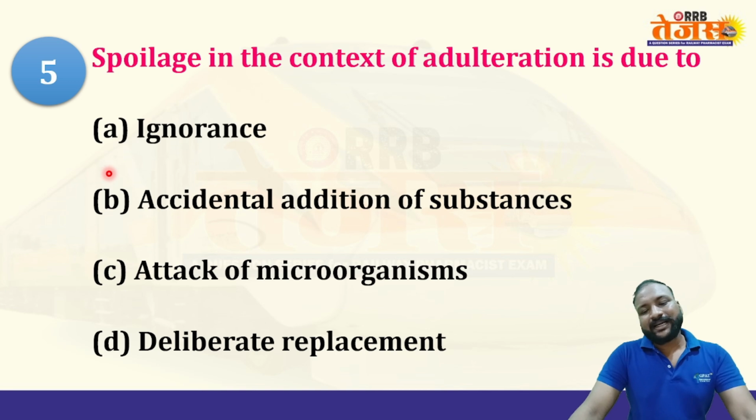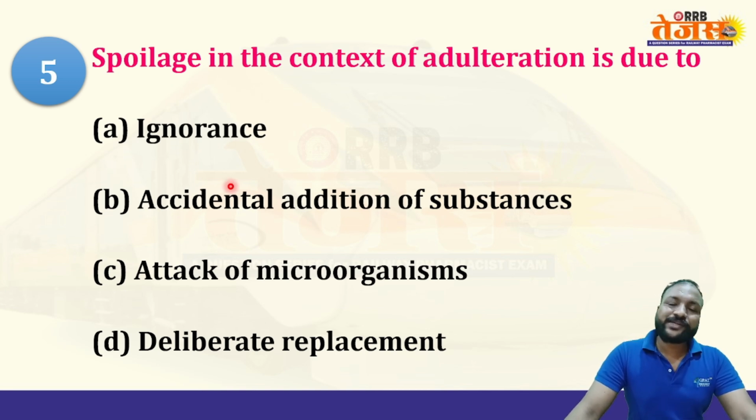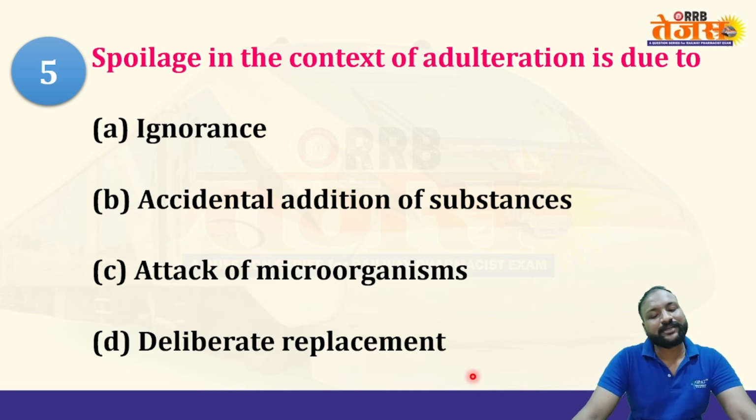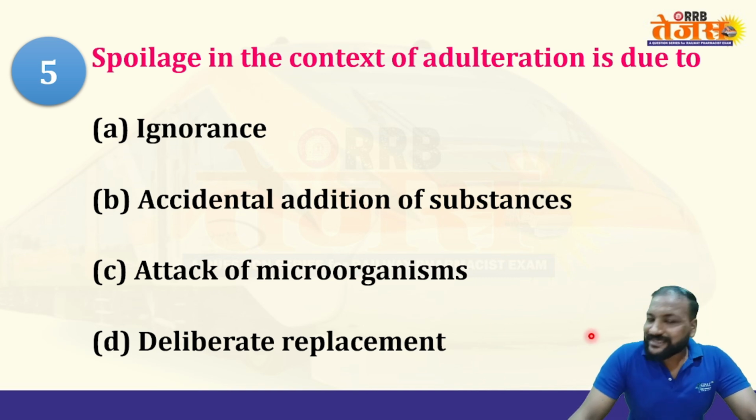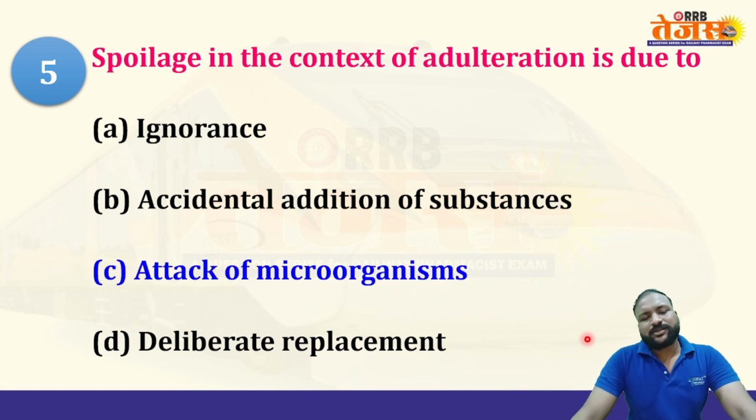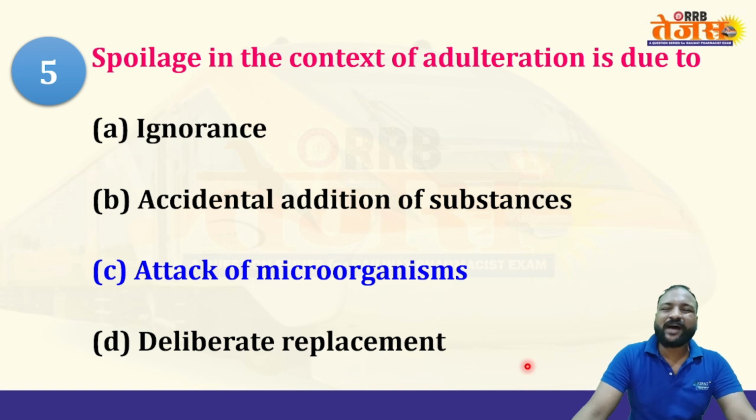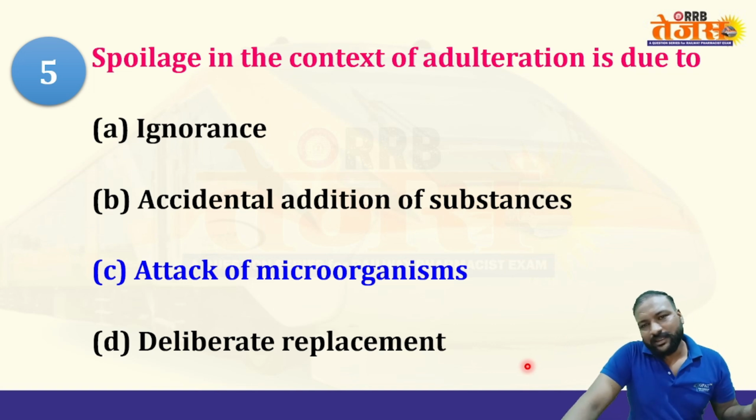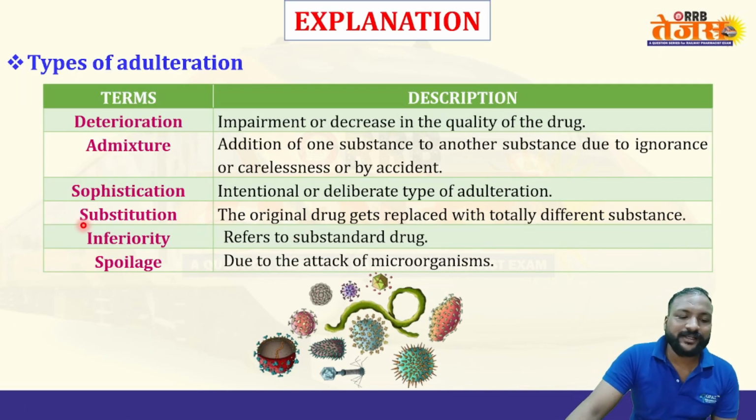Okay, so let us see. It is due to option A, ignorance; B, accidental addition of substances; C, attack of microorganisms; and D, deliberate replacement. Okay, so let us see the right answer. This one, attack of microorganism. Yes, generally how the food or things get spoiled is because of the attack of microorganisms. Okay, so here itself the spoilage is due to attack of microorganism.